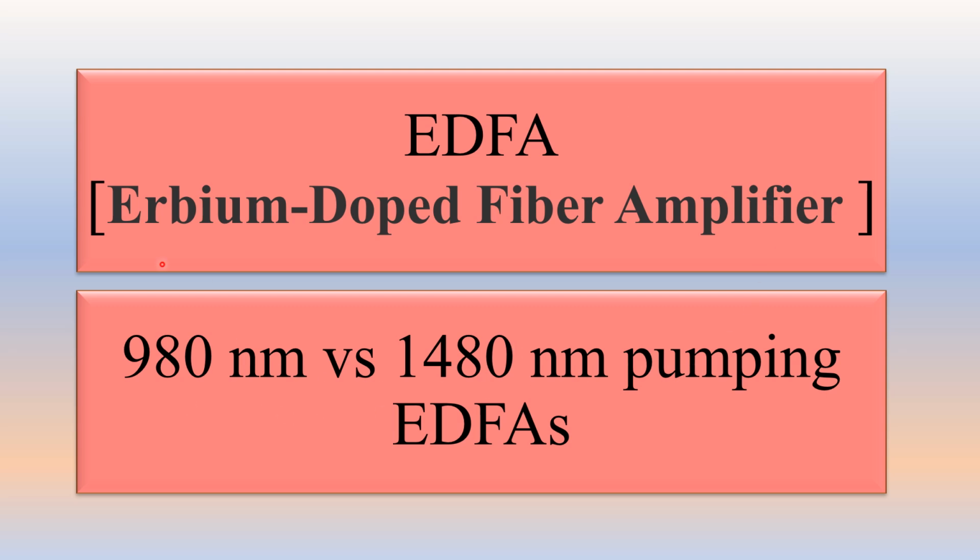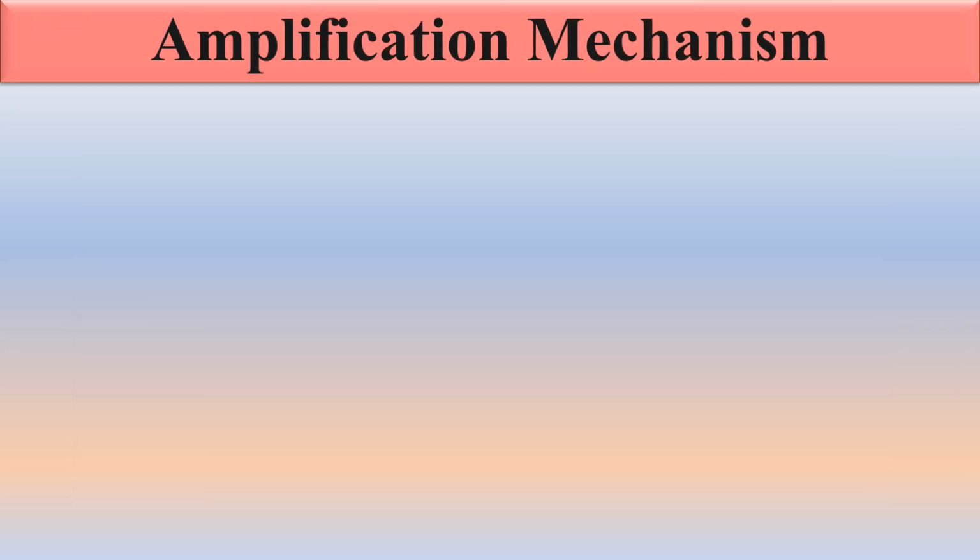Why do we use 980 nm, and why do we use 1480 nm pumping? What's the difference, and what is the mechanism of these two pumping schemes? We will discuss these things in detail. So let's start. Before knowing the difference between 1480 and 980 nm pumping, we should know the amplification mechanism, how the amplification happens when 980 nm pumping is used and when 1480 nm pumping is used. So let's start with pumping with a 980 nm laser diode.